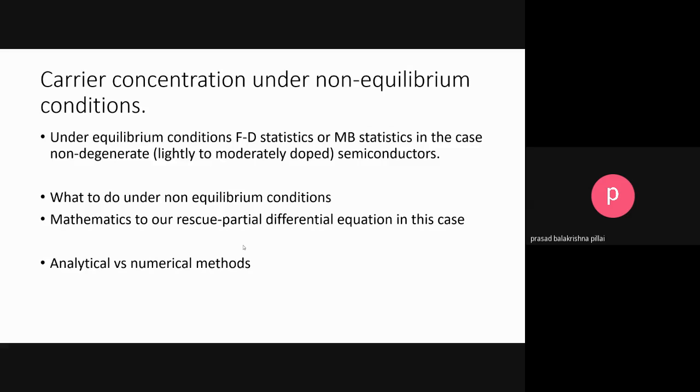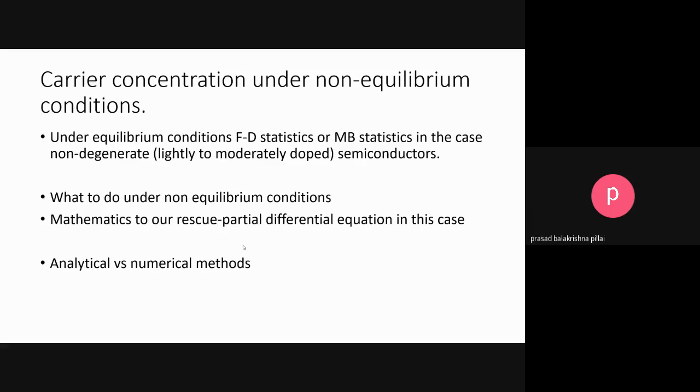But if you assume that it is abrupt, you can use an analytical method and solve it. That is what we are going to do in our limited time. We will not be going into numerical methods, but when you go to an advanced level, one can use numerical methods for the PN junctions and solve the thing.